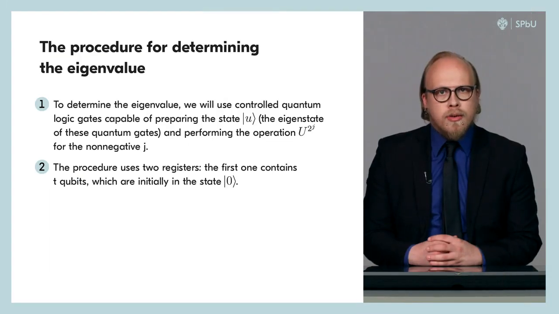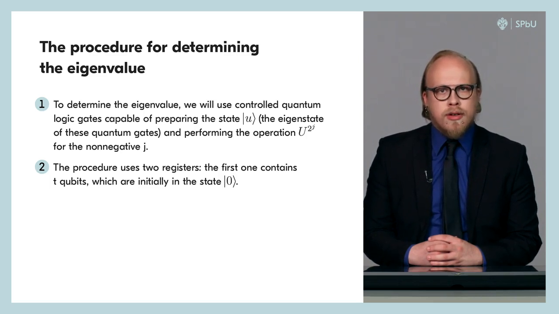To determine the eigenvalue, we'll use controlled quantum logic gates capable of preparing the state |u⟩ and performing the operation U^(2^j) for any non-negative j. Our procedure will occur in two steps. In each of the steps, we will use two registers. The scheme of the first step is presented on the slide.